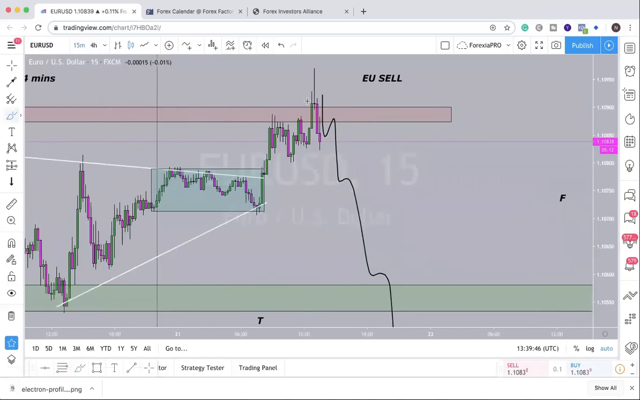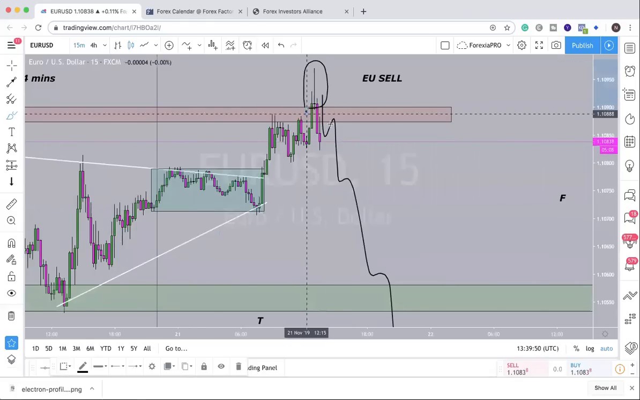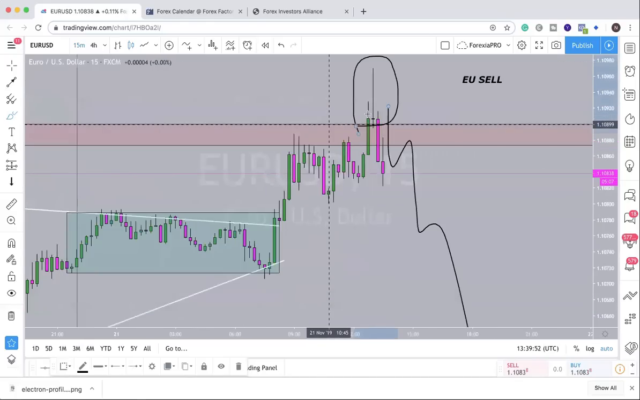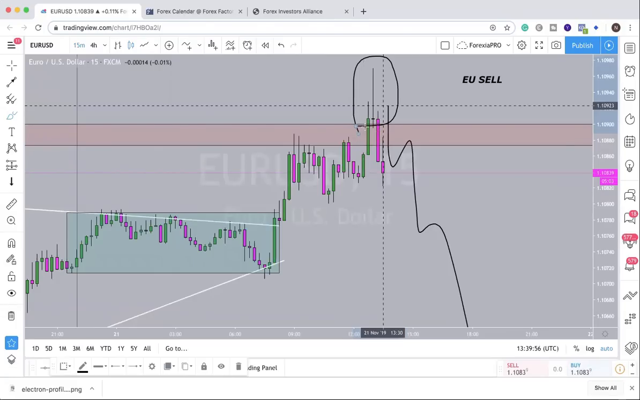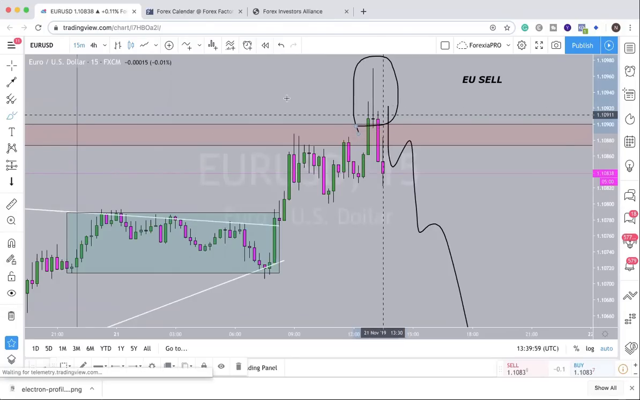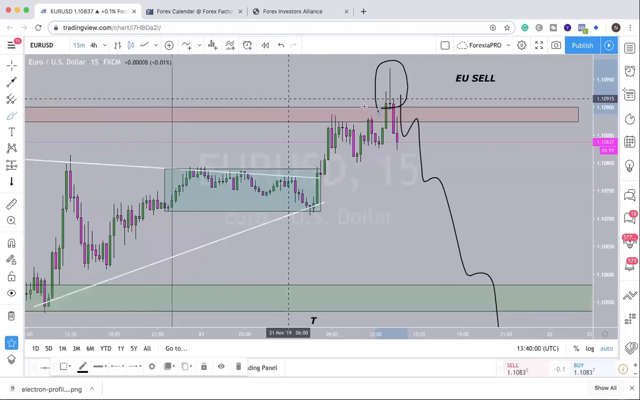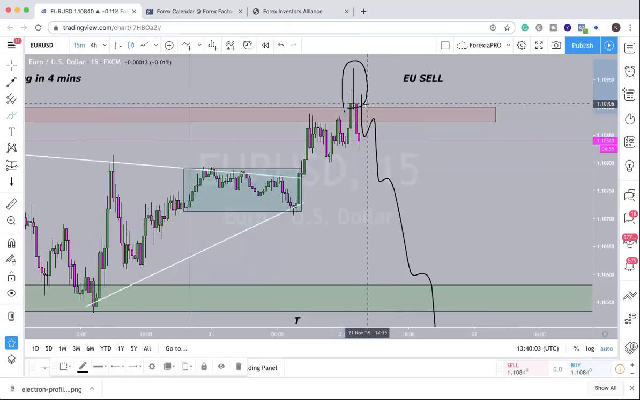What I like to see here, I like this big induction candle with the doji, I think that's what you call it, a doji right there. Confirming your entry to get in right here as a sell.